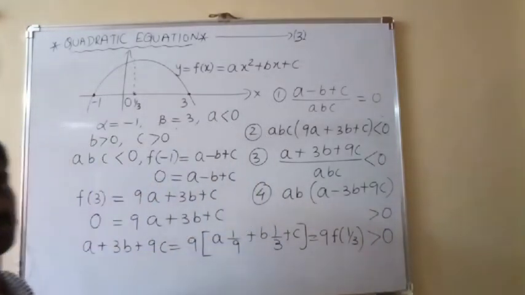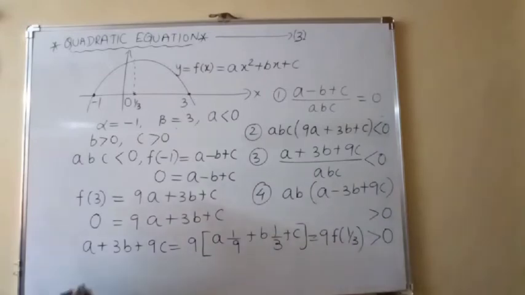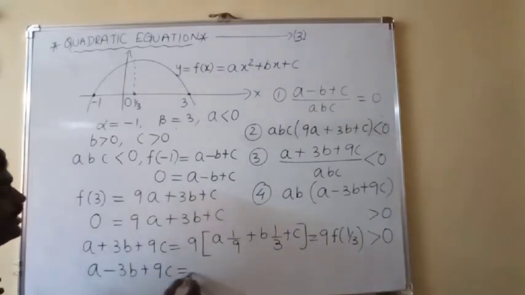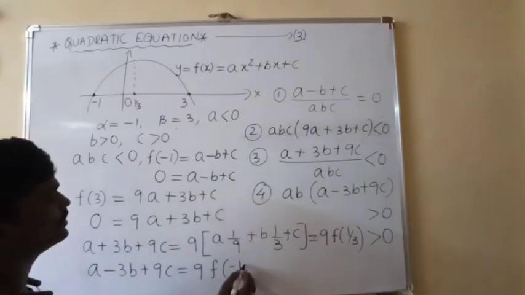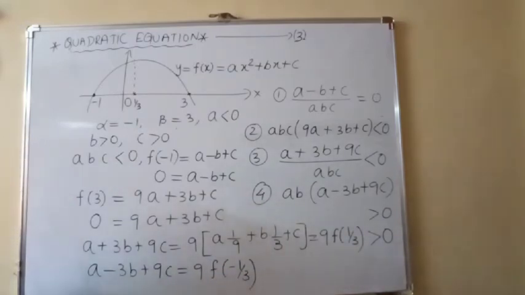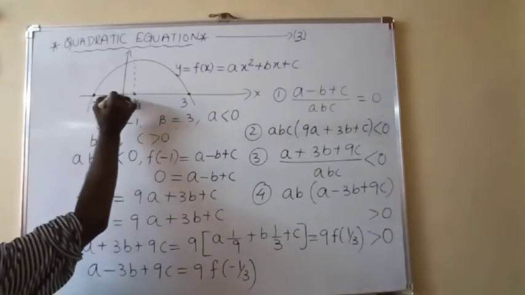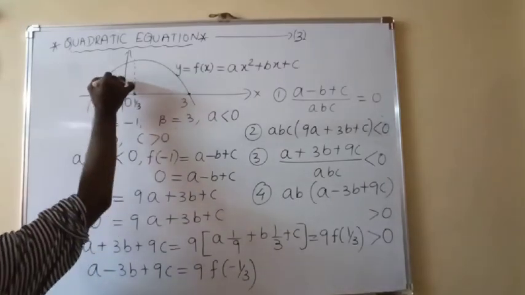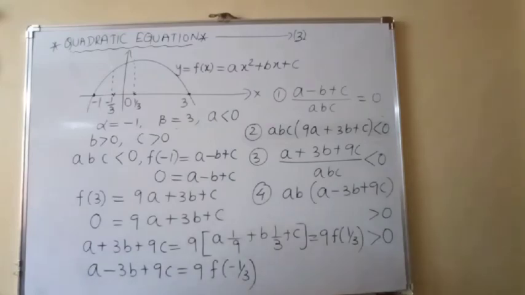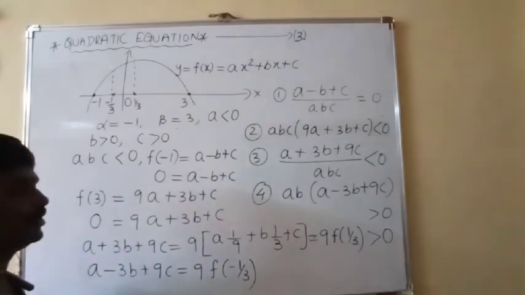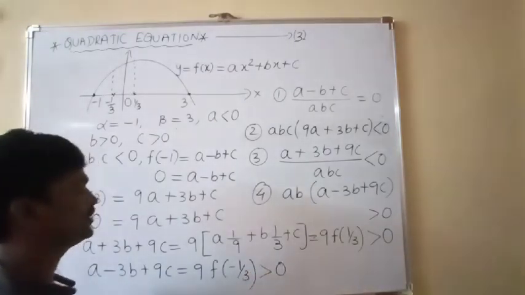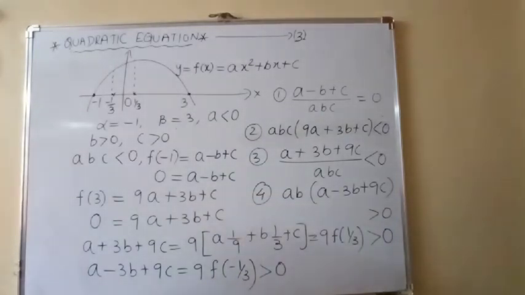So f of 1 by 3 is positive, 9 also positive, so positive into positive, positive. So thus a plus 3b plus 9c is positive. Similarly, a minus 3b plus 9c, we can write 9 into f of minus 1 by 3. So minus 1 by 3 also lies between minus 1 and 3 only, no? At minus 1 by 3 also, the graph is above x-axis. So f of x is positive at x is equal to minus 1 by 3. So 9 is also positive. Therefore a minus 3b plus 9c is positive.